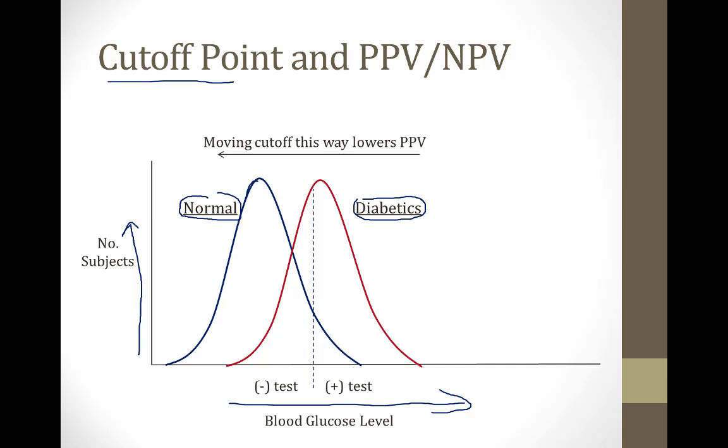We would get 2 curves, one blue, one red for the normal and diabetics, and there would be some overlap so that wherever we chose as a cutoff for the test, we would identify a mixture of true and false positives and true and false negatives. Well, if we talk about a test result that has a cutoff right here on this dotted line, what you need to know is that moving it to the left lowers the positive predictive value.